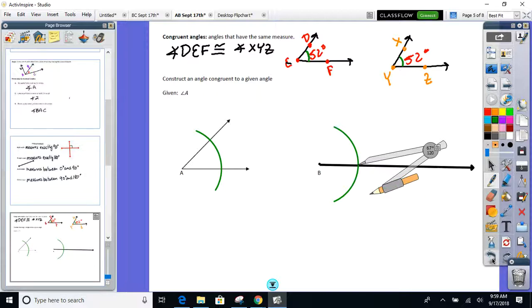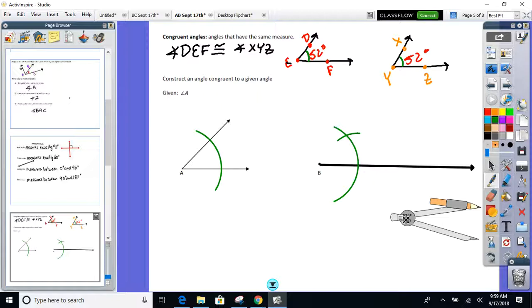Make an arc that intersects that first one. Again, it can go above or below. I just need two arcs that intersect. Some of you, they may not intersect. That's because you have to go back and make your first one longer, so go ahead and do so. And then you guys are on point right now. You take your straight edge and draw in the second ray of that angle.